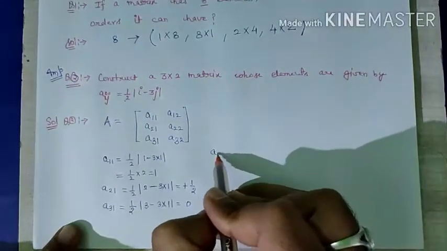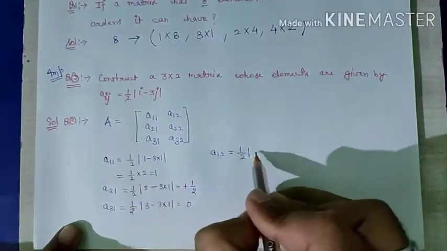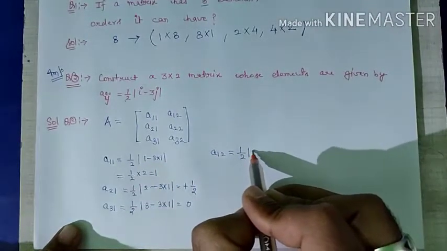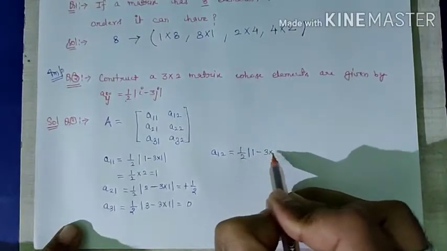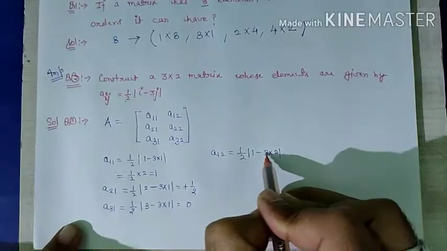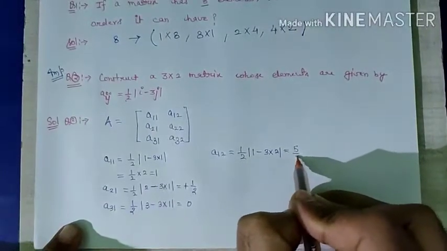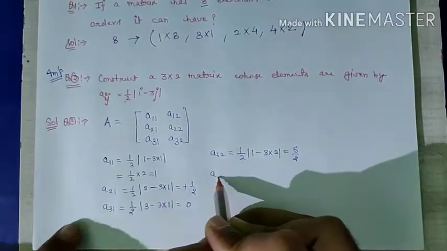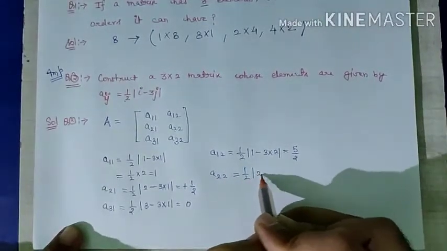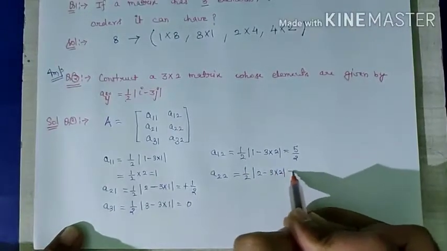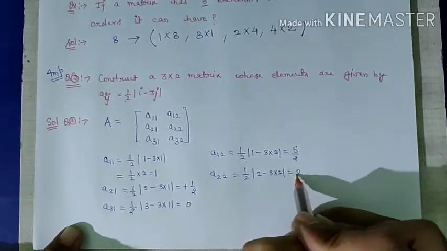Similarly, a12 is 1 by 2, in place of i you will write 1, and in place of j you will write 2. So 3 twos are 6 minus 1, which is 5, but because of the modulus it will be plus, so 5 by 2. a22 is 1 by 2 into |2 minus 3 into 2|, 3 twos are 6 minus 2, 4 by 2, which is 2.